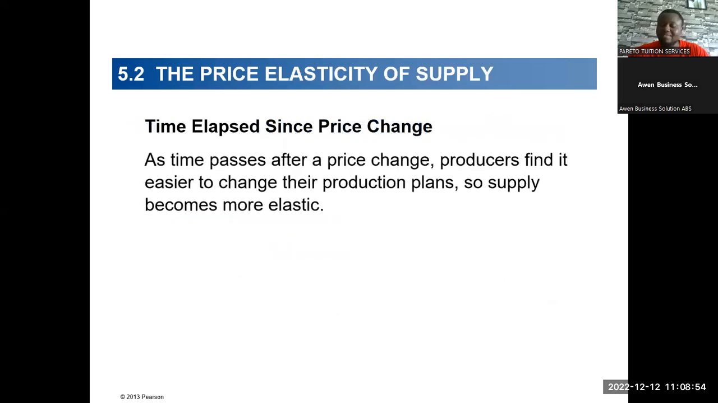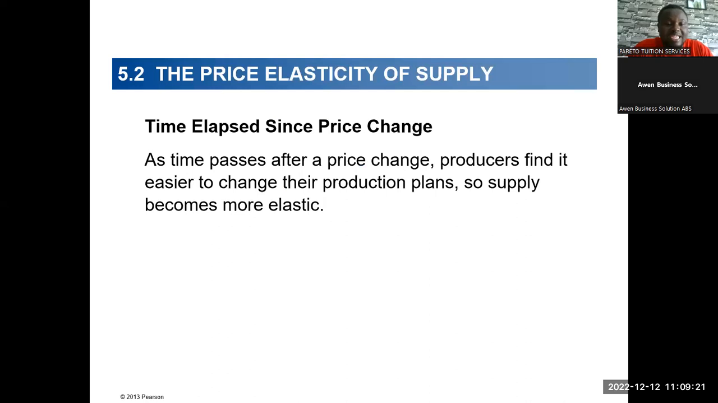And then the time span involved. If the time distance between the change in price and when the producers will respond is very long, they are able to sit down, think about new ways of producing, and they can change their quantity after an increase in price, making the good more elastic. But if the time is very short, we are going to sell something in the market.